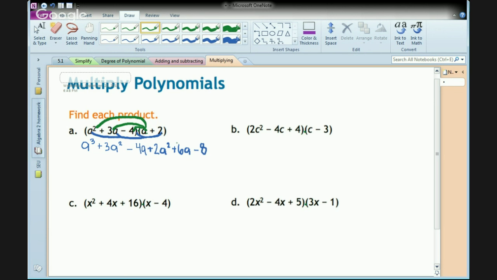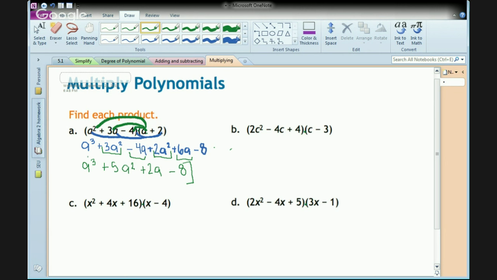Now that I did that, I'm going to combine like terms. Well, nobody has an a to the third, so I'm just going to write a to the third. There's no other a to the third. I have 3a squared and a 2a squared, and they're both positive, so that's going to give me positive 5a squared. Then I have negative 4a and positive 6a, so that gave me positive 2a. And the negative 8, he doesn't have a partner, so we'll just write him at the end. Okay, so that was it for that one.